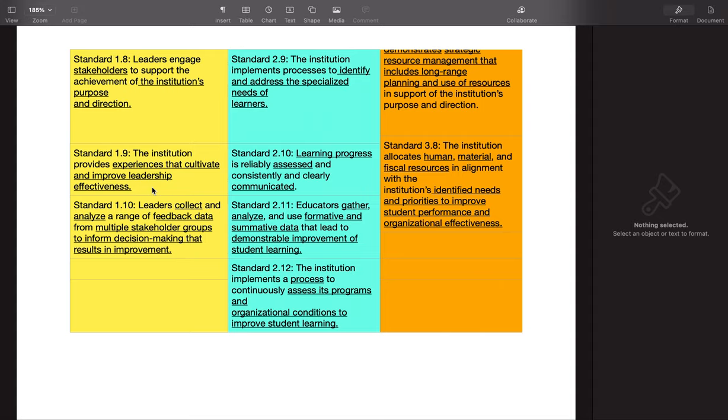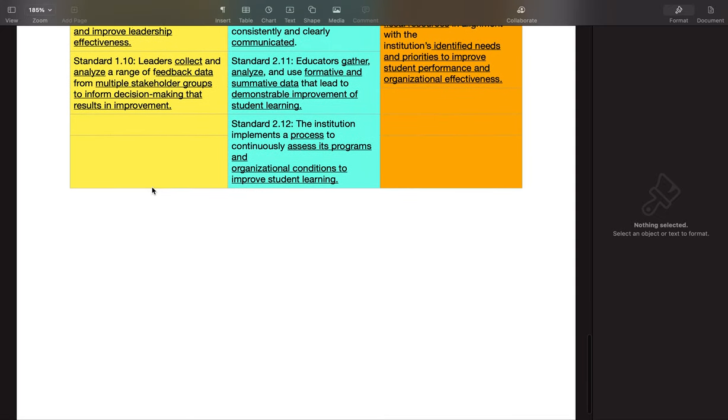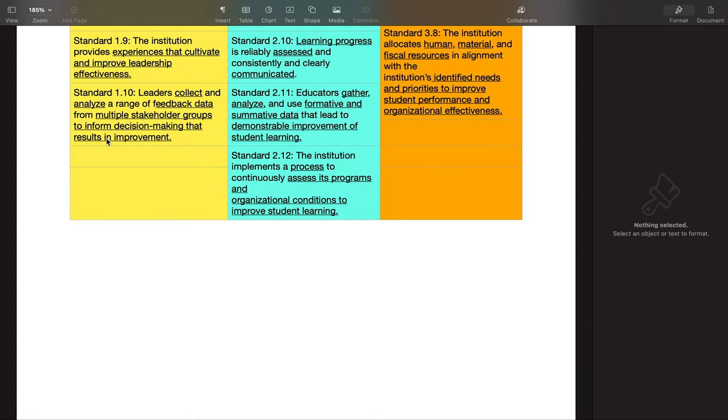The ninth standard is highlighting the experiences that cultivate and improve leadership effectiveness. The 10th standard looks at how the leaders are collecting and analyzing the range of feedback data from multiple stakeholder groups in order to inform the decision making that results in improvement.